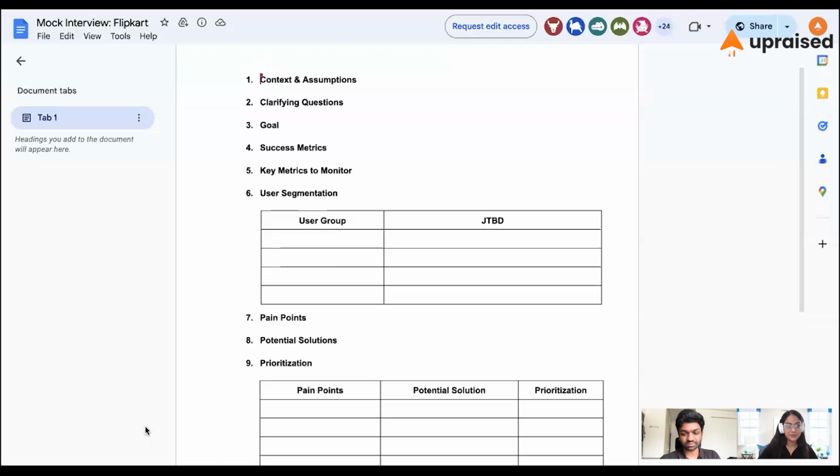At this point, I would like to present my screen so that we can keep noting down everything. Okay, yeah, we have the screen here. What I usually do is use a little template that I've prepared for myself. It helps me be organized. So we are already done with context and assumptions. We've had our share of clarifying questions. We've set the goal. We have a few success metrics in mind, and some monitoring metrics also. We've talked about user segmentation, so I'll quickly write that down here.